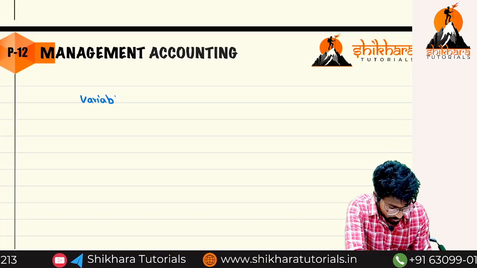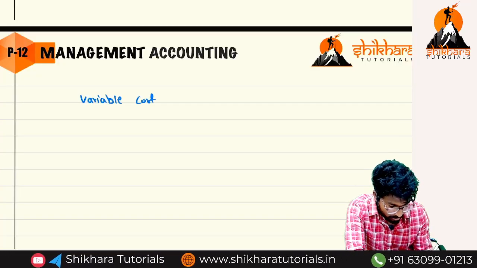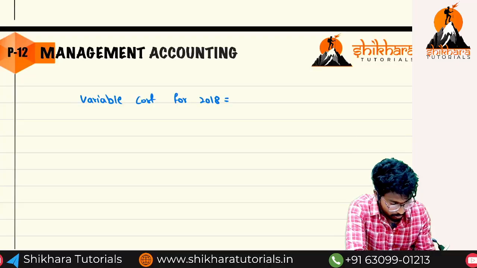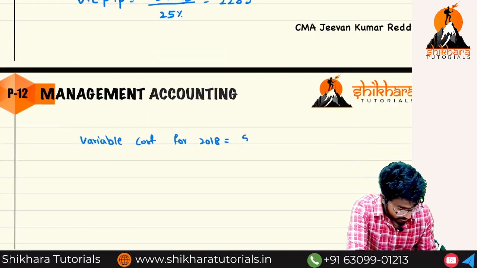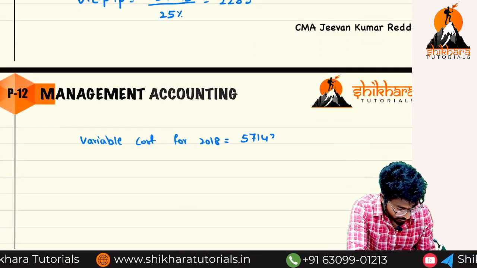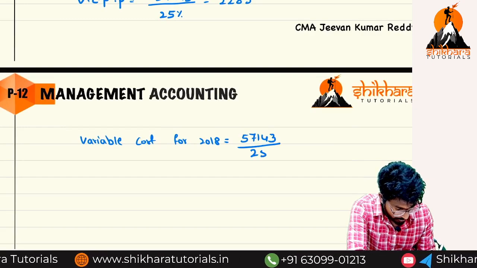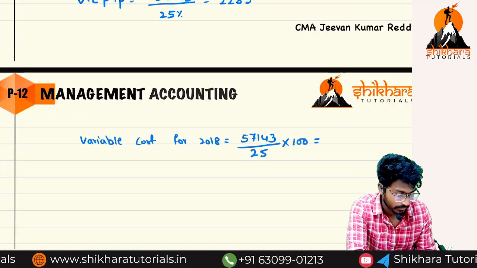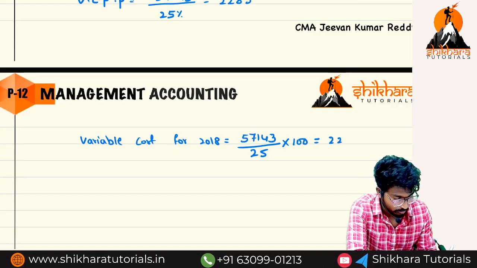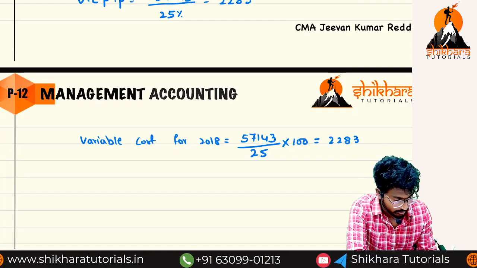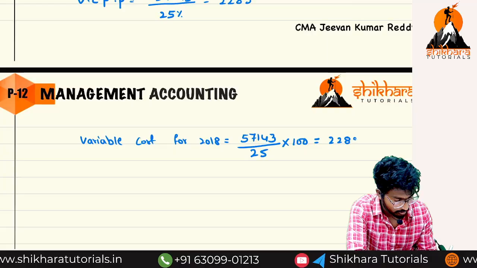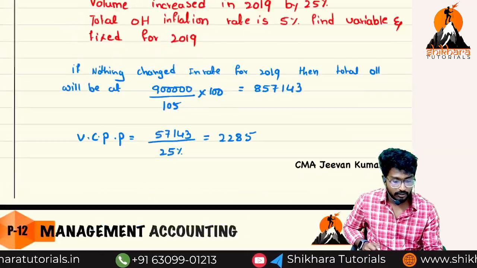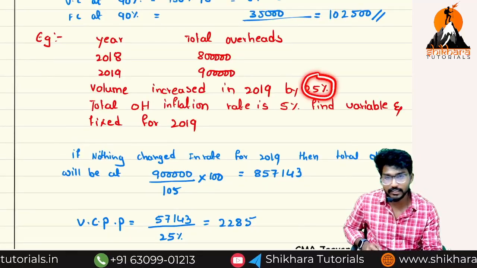Now variable cost for 2018 is equal to 57,143 divided by 25 into 100. How much? 2,28,005. This is variable cost. Why? Because here 25% is increased.